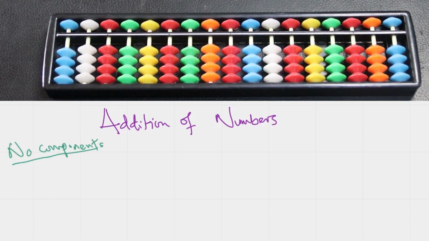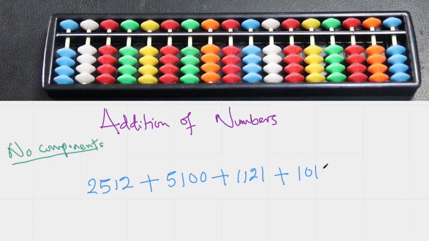The first number I would like us to play with is 2512 plus 5100 plus 1121 plus 1010. You see, this is quite some number. Can we go ahead and solve? If you are ready as a math combat champion, you want to solve this problem. 2512 plus 5100 plus 1121 plus 1010.